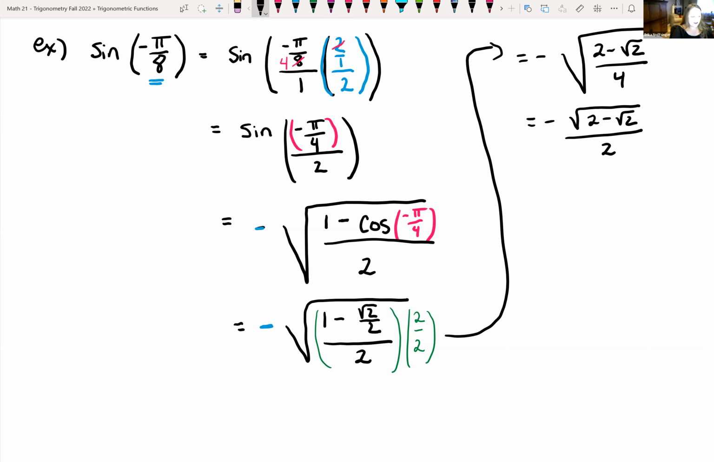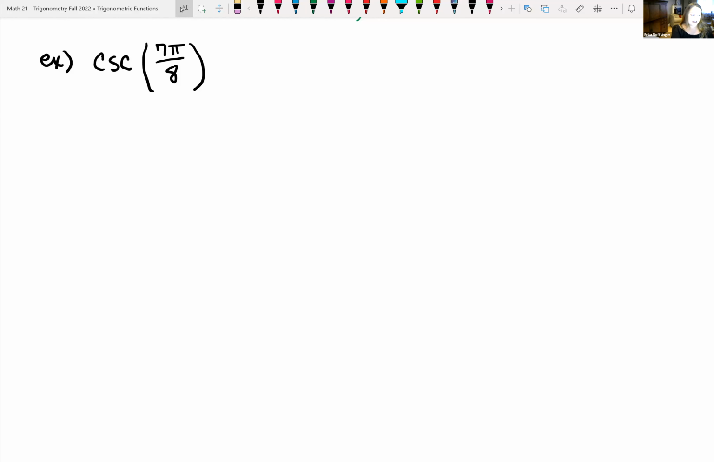So there's the half angle for evaluating sine or cosine. Maybe let's look at a different trigonometric function with a half angle. So here we have cosecant of 7 pi over 8, and we want to evaluate this. It tells us to, again, use the half angle formula. I don't know what the half angle formula is for cosecant, whatever that formula is, but I can rewrite this in terms of 1 over sine. Let's just do that first.